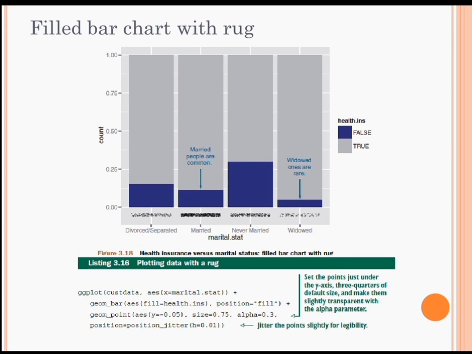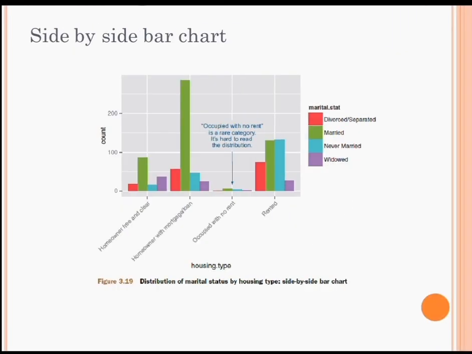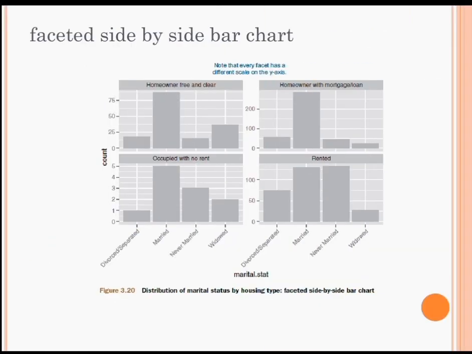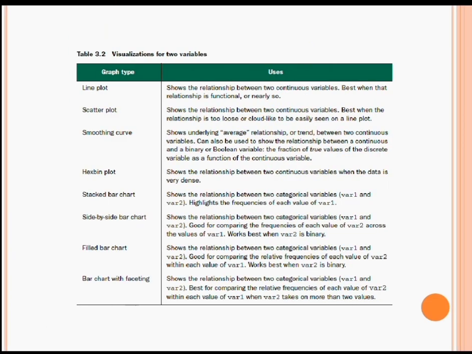Next one is the filled bar chart with the rug. The next one is side-by-side bar chart. This is the distribution of marital status by housing type. Then we move on to the faceted side-by-side bar chart. This is a summary for all the graph types that we see for visualizations for two variables.